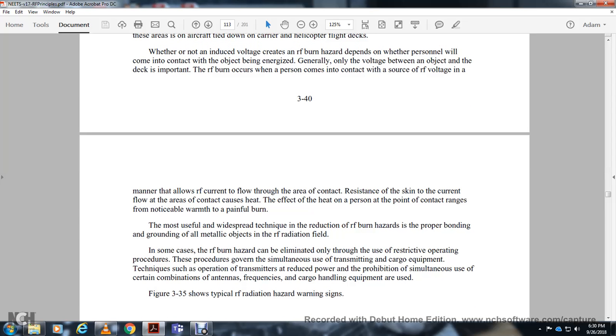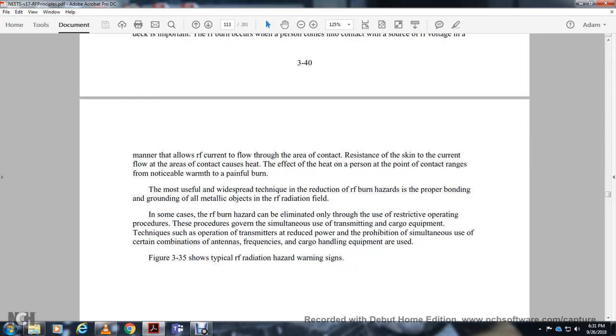The most useful and widespread technique for reducing radio frequency burn hazard is the proper bonding and grounding of all metal objects in the radio frequency radiation field. In some cases, the radio frequency burn hazard is eliminated only through the use of restrictive operating procedures, such as procedures governing simultaneously transmitting cargo handling equipment, operating transmitters at reduced power, and prohibiting simultaneous use of certain frequency combinations while cargo handling equipment is in use.